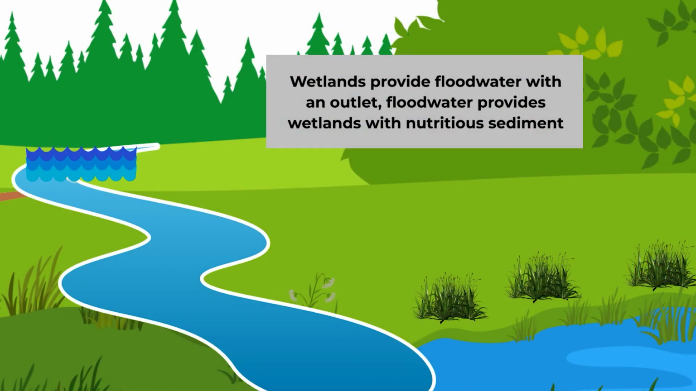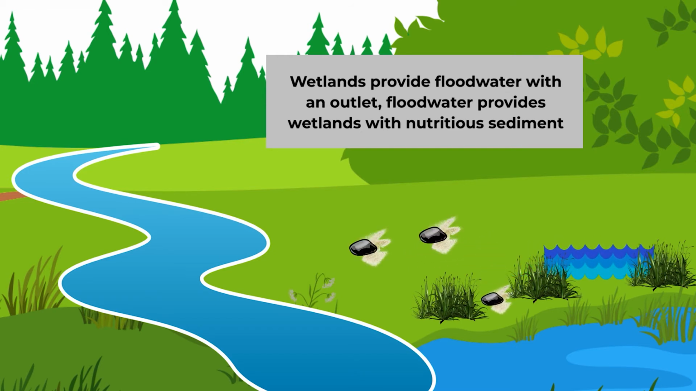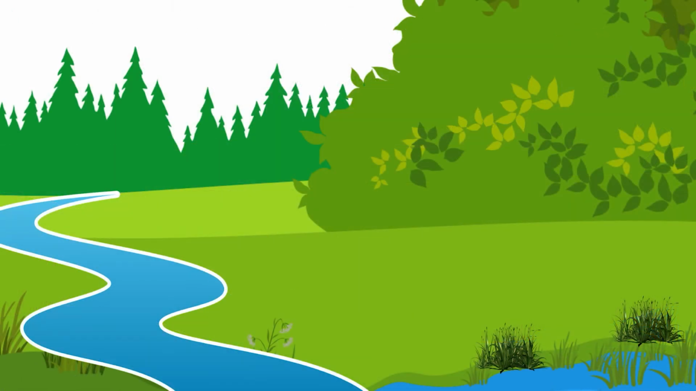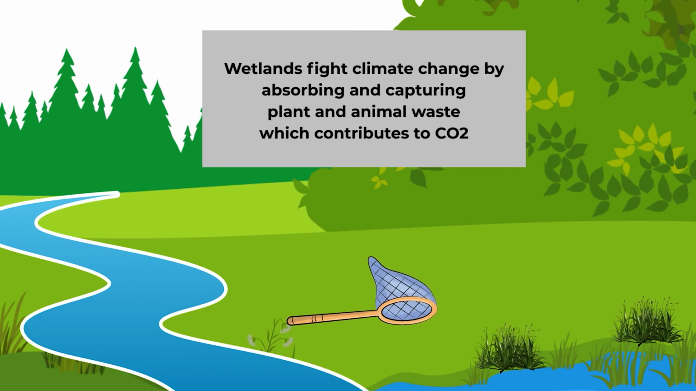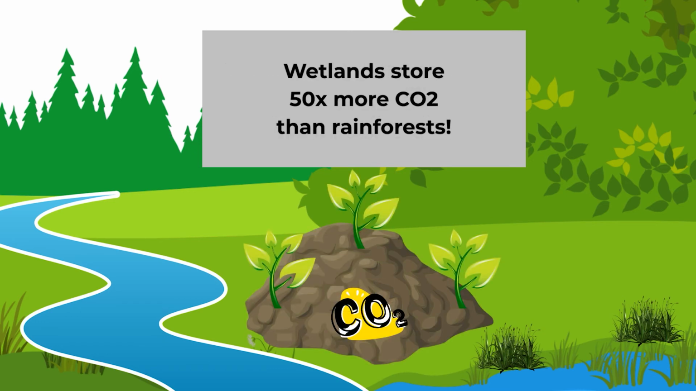Many wetlands have a mutually beneficial relationship with floodwaters. They provide a floodplain for floodwater, while that floodwater carries and spreads nutrient-rich sediments into the wetlands. Finally, wetlands are champions at fighting climate change. Wetlands strain matter that contains carbon, such as leaves and animal waste, from the water. This natural debris is buried by the water and sediment in the wetlands, locking them away. Wetlands can store 50 times more carbon than rainforests, helping us to keep the heat-trapping gas that contributes to climate change out of the atmosphere.